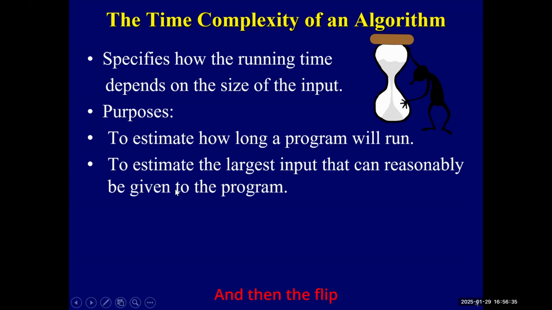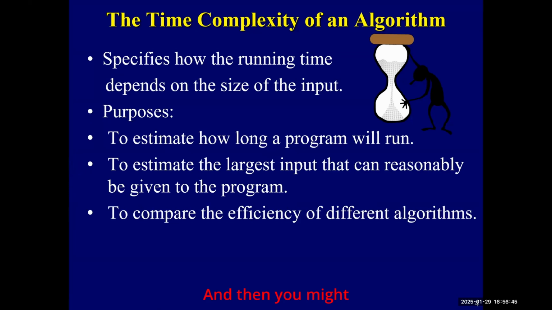And then the flip is to estimate how big of an input you can have, right? I could run it on 4, but I couldn't run it on 5. And then you might want to compare different algorithms, right? Sorting in n log n versus n squared. Well, when n is big, it makes a big difference. When n is small, who knows which one will win, right?